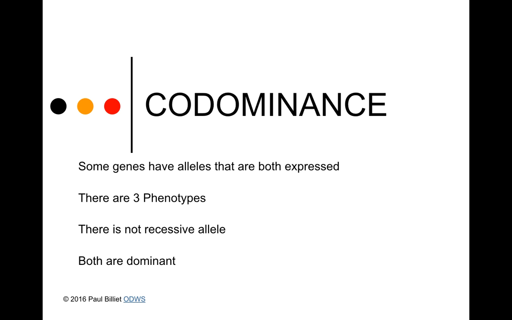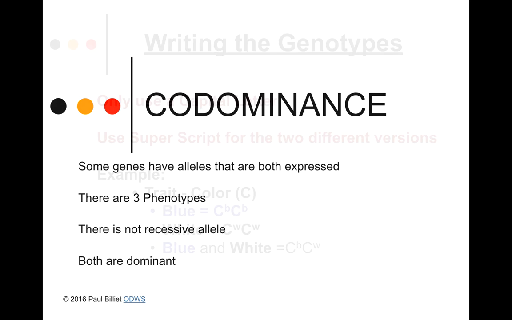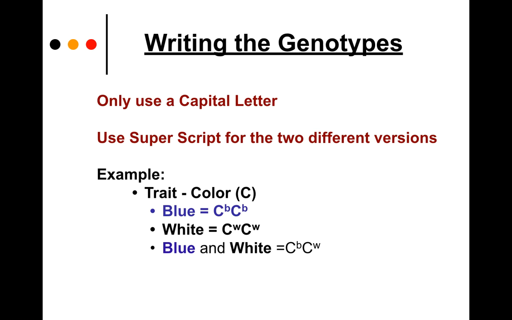Let's talk about codominance. Some genes have alleles that are both expressed, and there are three phenotypes. There is not a recessive allele; both are dominant.